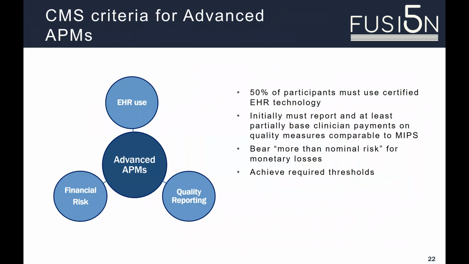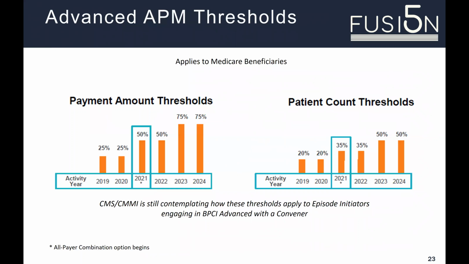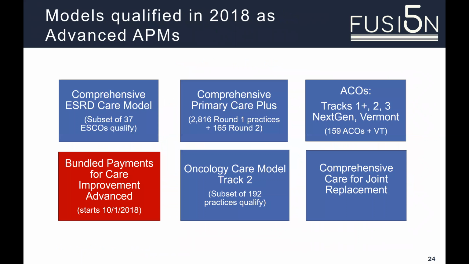You do have to have EHR, have some downside risk, have some quality reporting aspects. You do have to meet the patient count threshold. But the advantage to you is you get, I think it's, well, you'll determine best, but I would suggest that this is a better path than MIPS. One, because it's less time, and two, because you get the 5% upside to your professional fee.